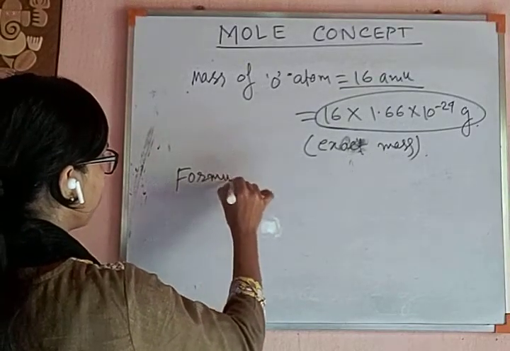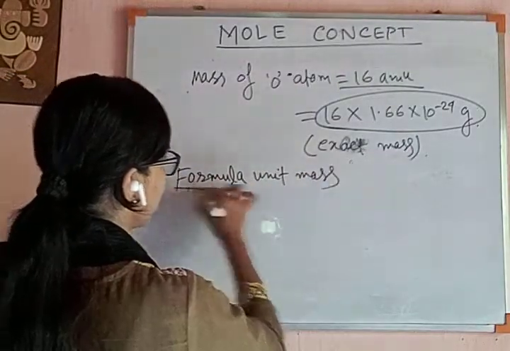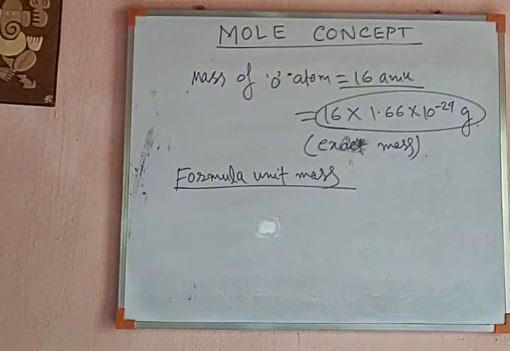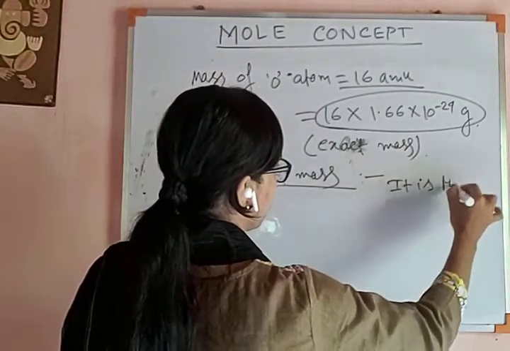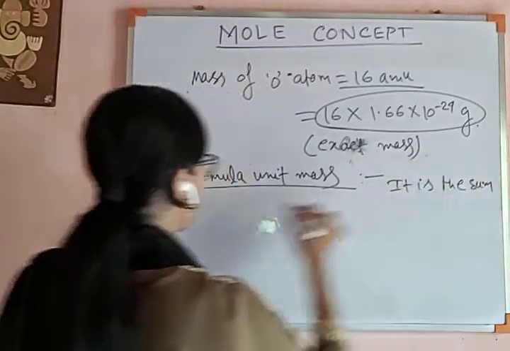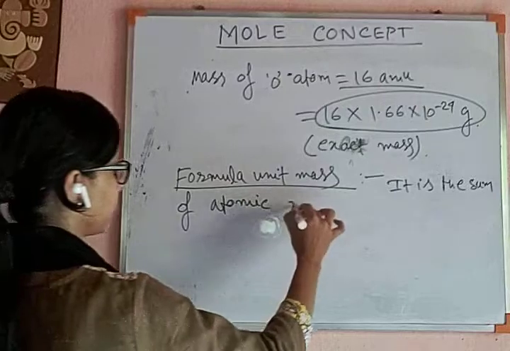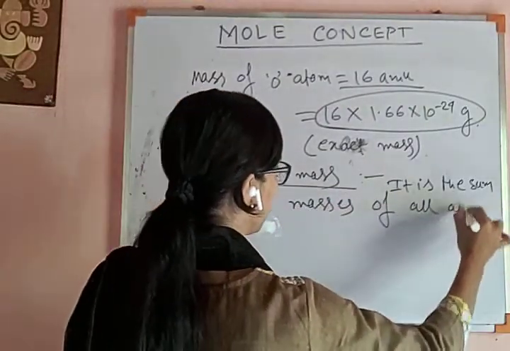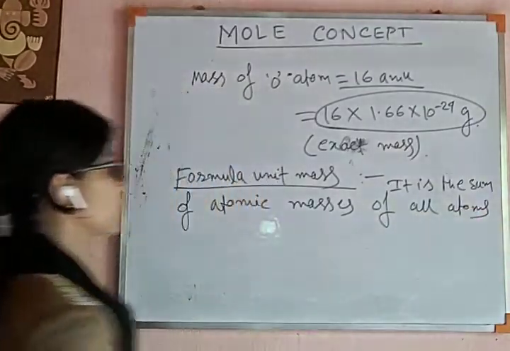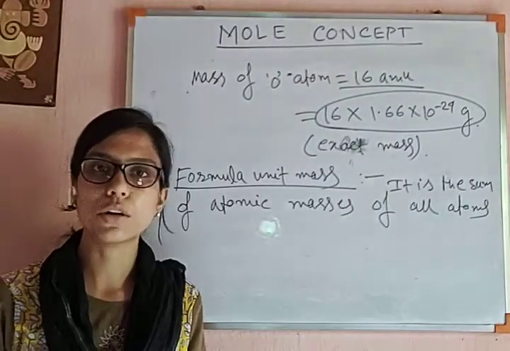So formula unit mass is the sum of atomic masses of all atoms that are present in a substance. So just like molecular mass.